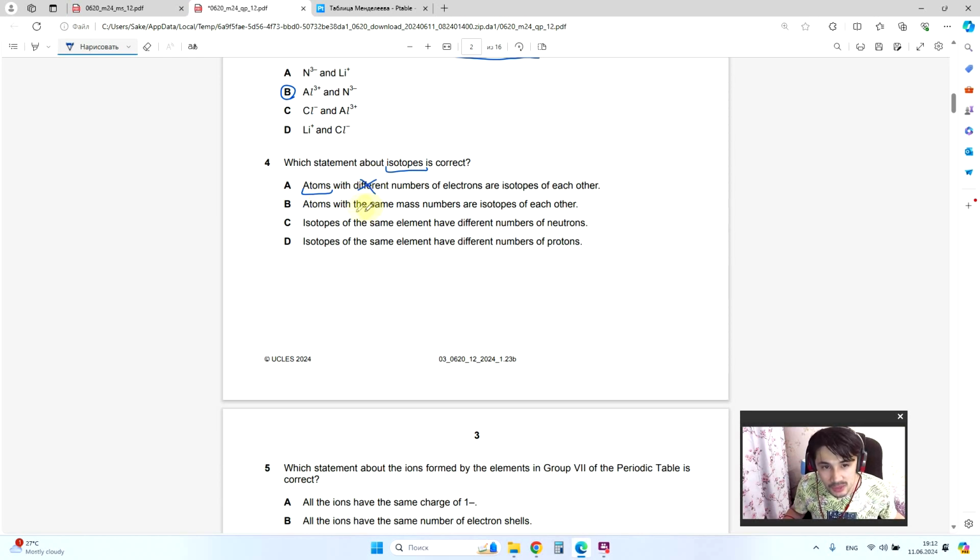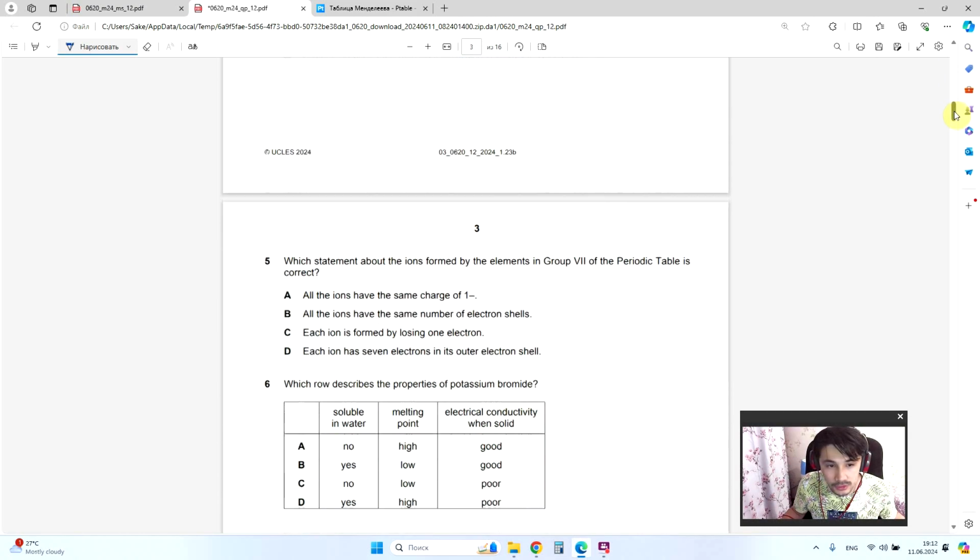Next, atoms with the same mass numbers, we know that their masses are different. So this part contradicts to our understanding again. Isotopes of the same element have different numbers of neutrons, and that is our correct option. So we can skip option D, but I'll give you some details. Look, isotopes of the same element have different numbers of protons. No, if they have different number of protons, that will be different elements. So not an option at all.